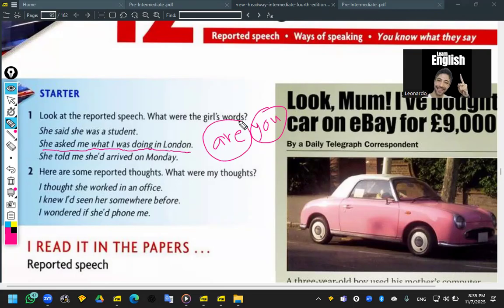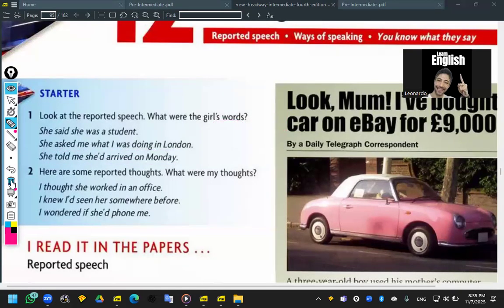The final one is, she told me she'd arrived on Monday. She had arrived on Monday. Yes, it is. "I have arrived on Monday." I have to go back one step behind in tense, but because I now have to write the direct speech, I have to go one step ahead, not back in tense. And absolutely, I have to be careful about the pronoun.